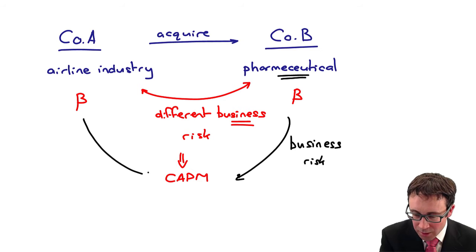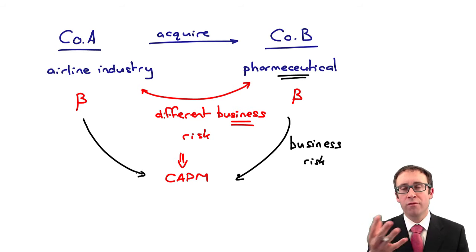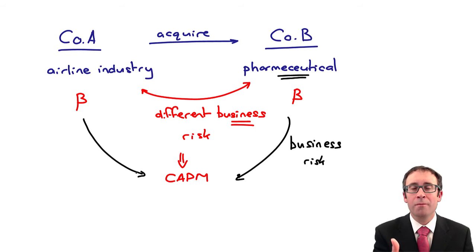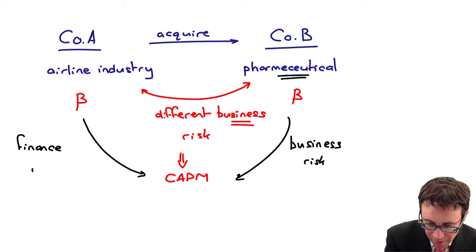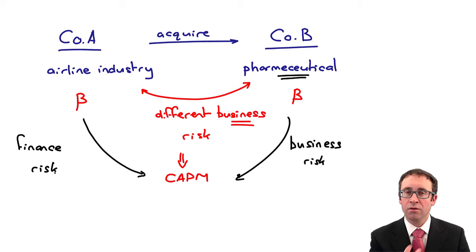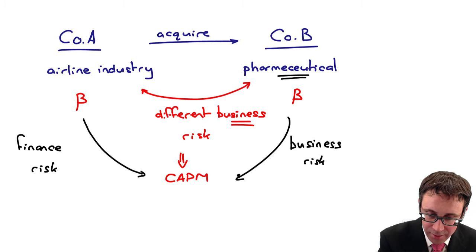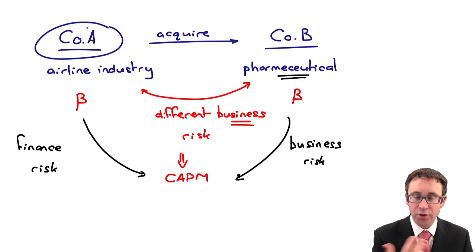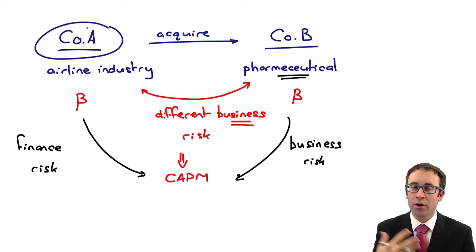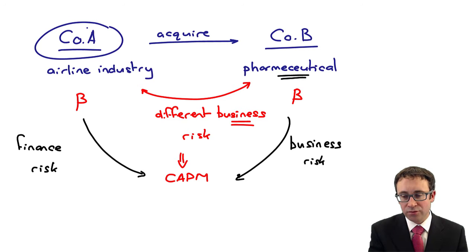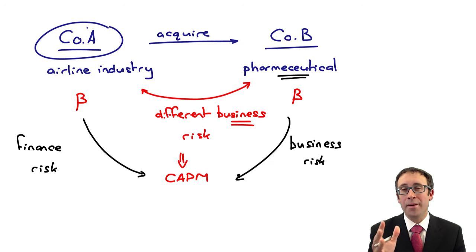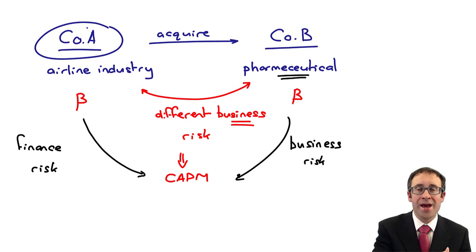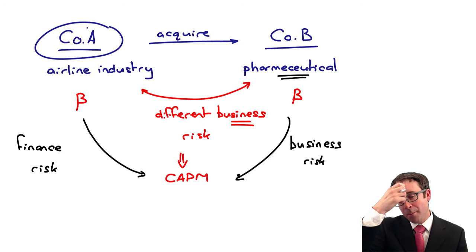So if we're appraising the acquisition of company B for company A, well, company A is owned by the debt and equity holders, so we need to make sure that it reflects the level of finance risk of company A, because it is company A that is doing the investment appraisal of acquiring company B. So we need to look at the different business risk that is reflected in company B, but we need to adjust that beta in company B to reflect the finance risk in company A, not the finance risk in company B.